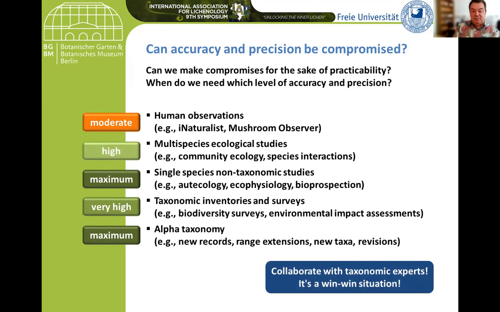So one important thing is, if a taxonomist is not actually doing the study, collaborate with a taxonomist, with an expert. It's a win-win situation. If you are not familiar with groups or are not a taxonomist, have no practice yourself, don't try and do this. And it's actually much better to involve taxonomists in, for example, multi-species ecological studies, which not only improves the quality of the study, but also improves the impact taxonomic work has.